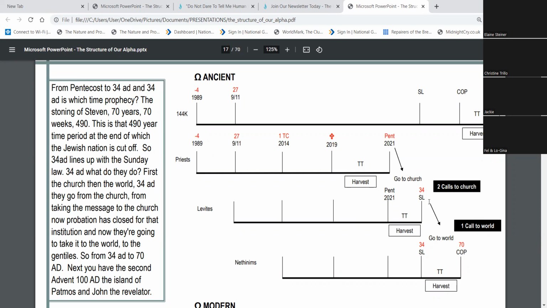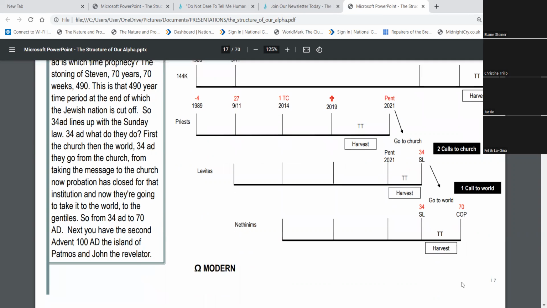34 AD, what do they do? First the church, then the world. 34 AD, they go from taking the message to the church. Now probation has closed for that institution, and now they're going to take it to the world, to the Gentiles. So from 34 AD to 70 AD, next you have the second advent. 100 AD, the island of Patmos and John the Revelator.